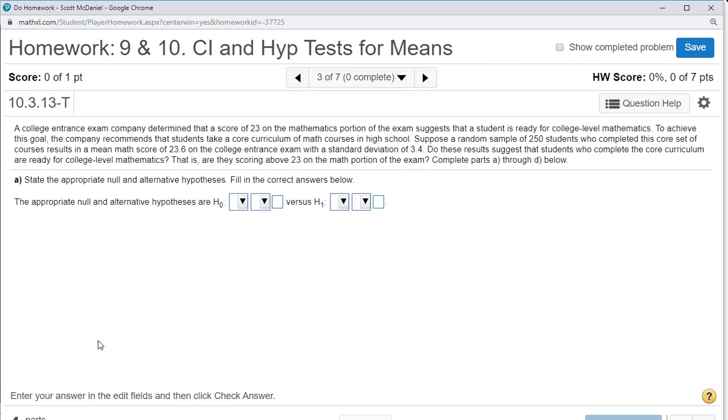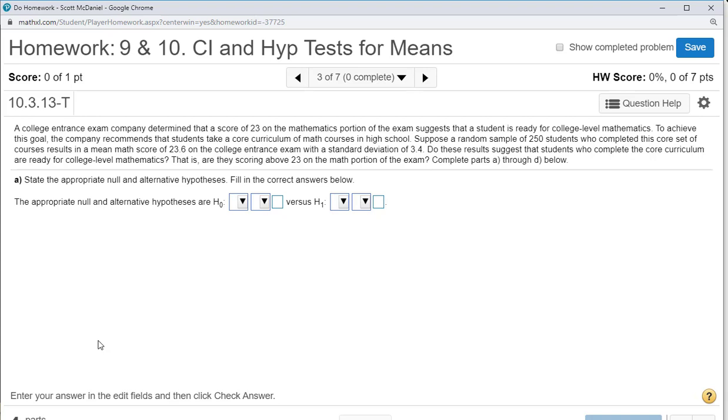A college entrance exam company determined that a score of 23 on the mathematics portion of the exam suggests that a student is ready for college-level mathematics. To achieve this goal, the company recommends that students take a core curriculum of math courses in high school. Suppose a random sample of 250 students who complete this core set of courses results in a mean math score of 23.6 on the college entrance exam with a standard deviation of 3.4. Do these results suggest that students who complete the core curriculum are ready for college-level mathematics?